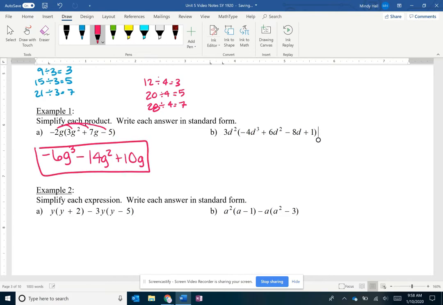Yay! Okay. So for the next one, we are going to distribute again, but it's all good. 3 times negative 4 would give us negative 12. And then d squared times d cubed, remember we are adding, would be d to the 5th. And then 3d squared times 6d squared. 3 times 6 is 18. And d squared times d squared would be d to the 4th because you are adding the exponents again. 3d squared times negative 8d would be negative 24 because 3 times negative 8. And d squared times d would give us d cubed. And last but not least, 3d squared times 1 would just be 3d squared. Okay?